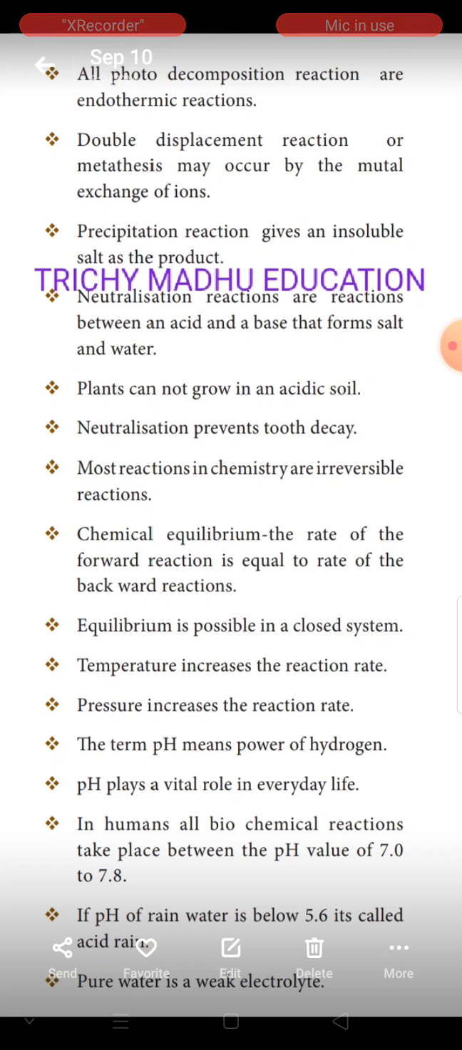Precipitation reaction gives an insoluble salt as the product. Neutralization reactions are reactions between an acid and a base that form salt and water. Plants cannot grow in acidic soil. Neutralization prevents tooth decay. Most reactions in chemistry are irreversible reactions.